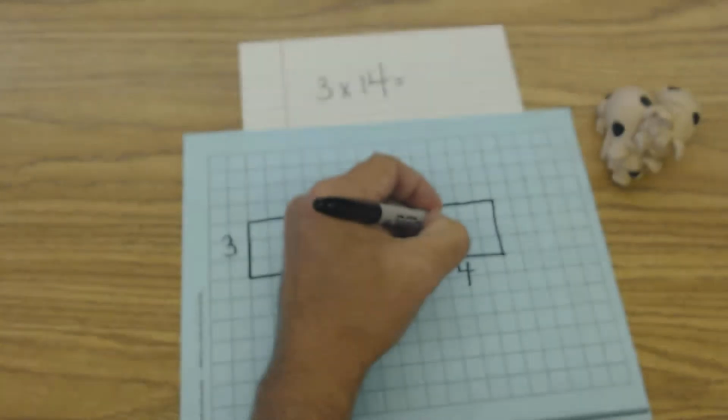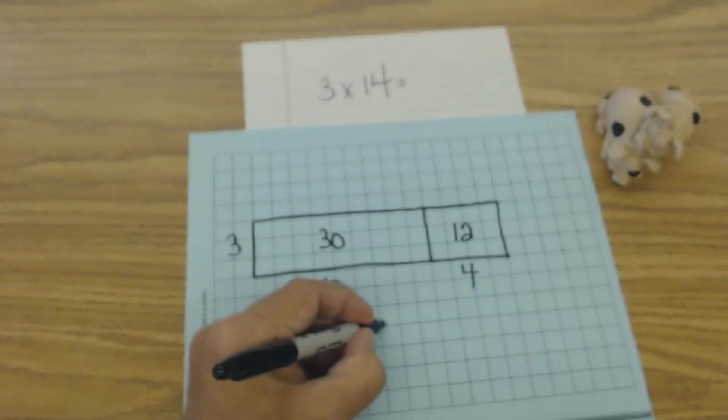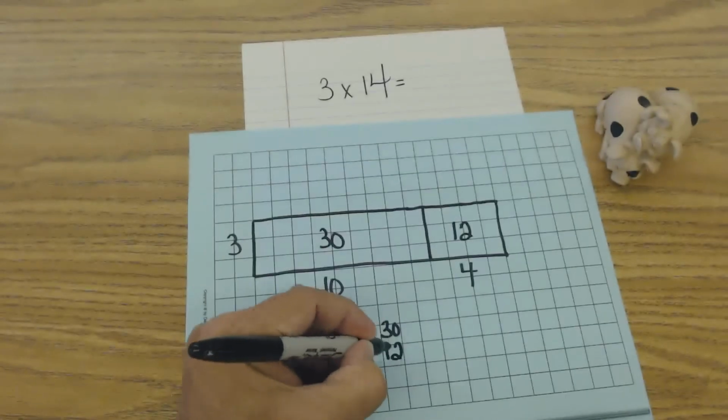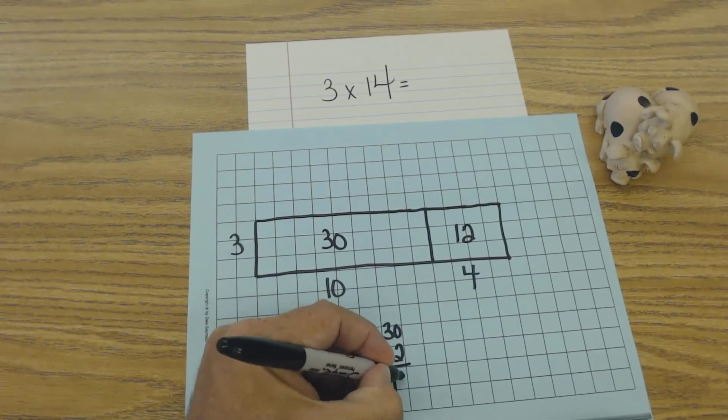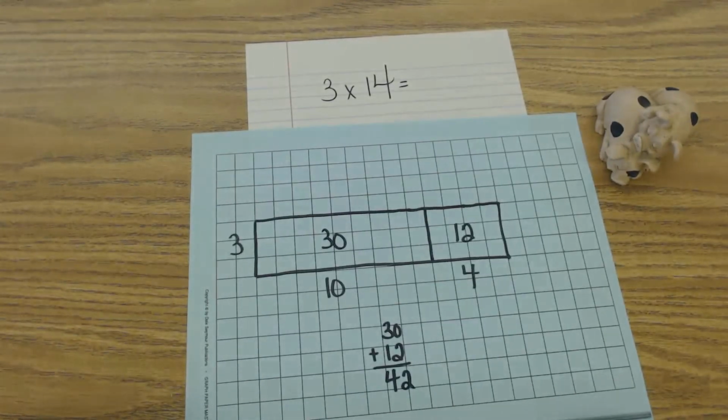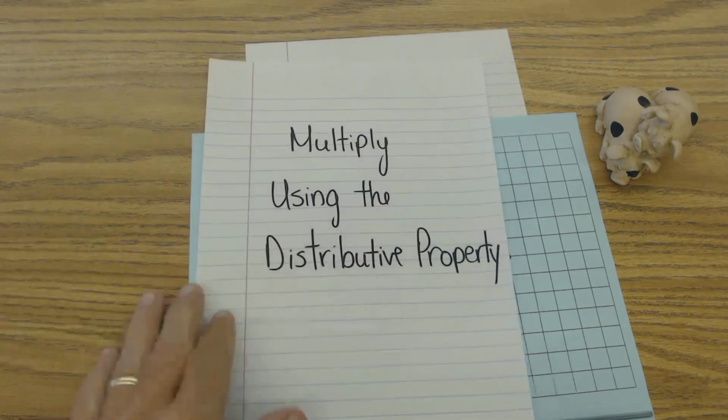And then 3 times 4 is 12. We add the 30 and the 12 together, and we get 42. So 3 times 14 is 42. This skill is multiplying using the distributive property.